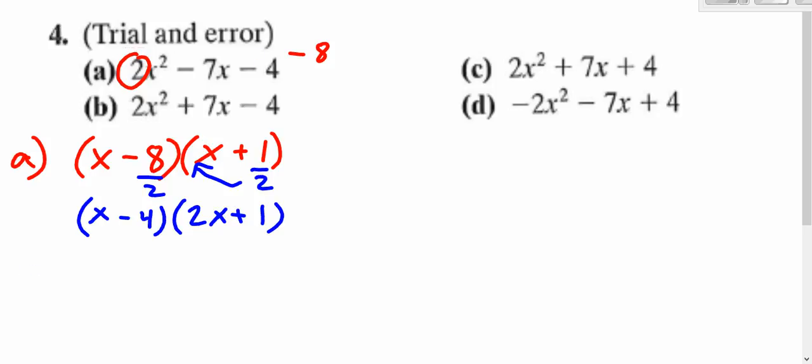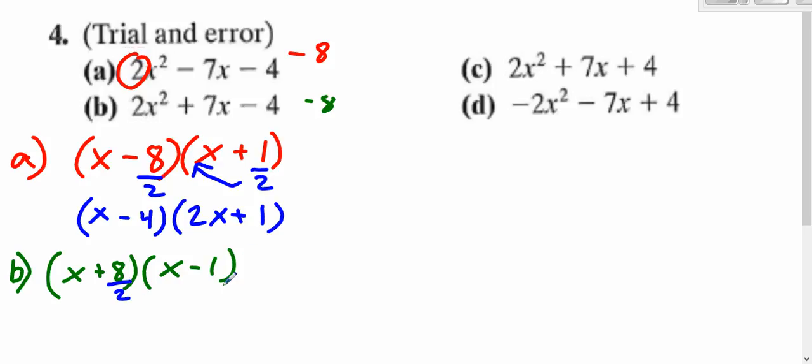All right, for B, it's really the same thing. Except this time when you multiply it, since you get -8, we're looking for multiply to be -8, add to be +7. So that should just switch things around a little bit. We're going to want a +8 and a -1. And then same second step, you've got to divide. Reduce it if you can. And then if you cannot, bottoms up, 2x minus 1.